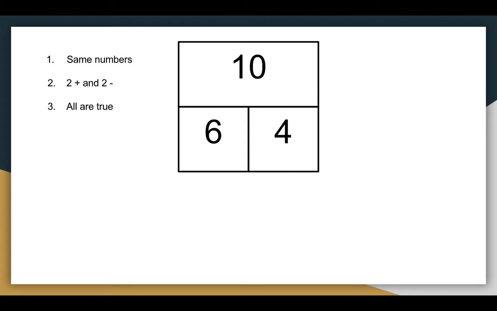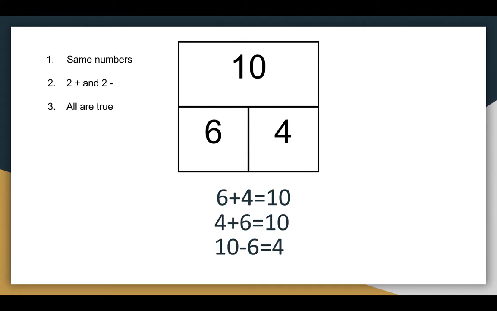So hopefully you were able to go through and come up with at least a few. If you couldn't come up with all 4, then hopefully you were able to come up with maybe 1 or 2 of the equations that could go with this part, whole box in this fact family. So here's the ones that I came up with. 6 plus 4 equals 10. 4 plus 6 equals 10. 10 minus 6 equals 4. And 10 minus 4 equals 6.